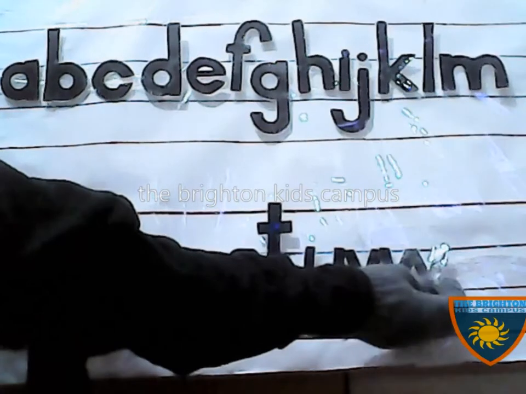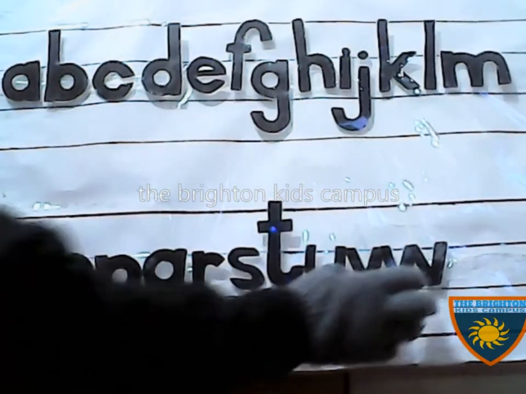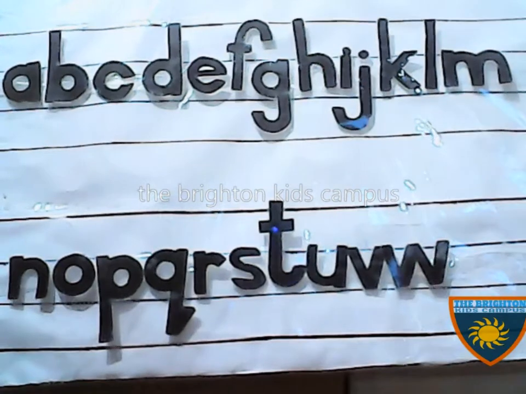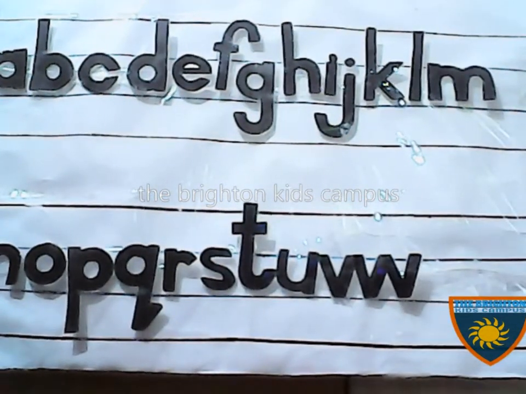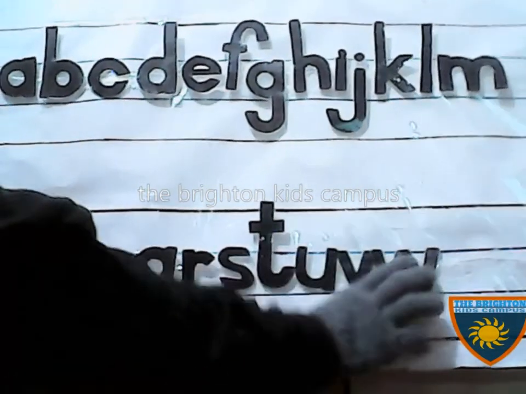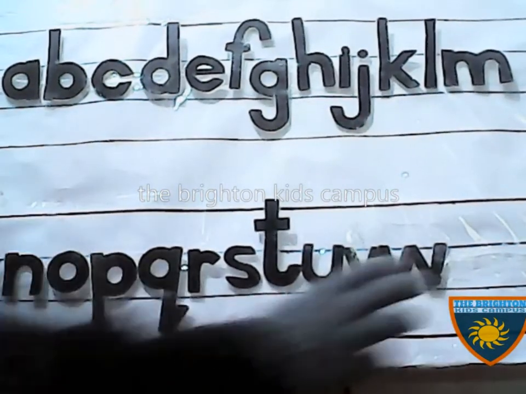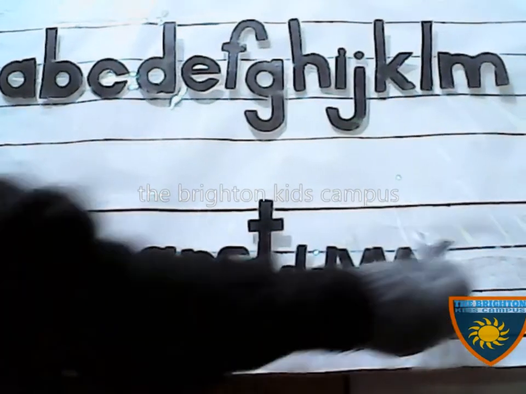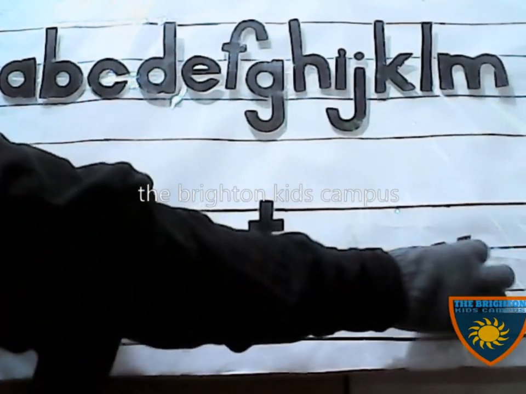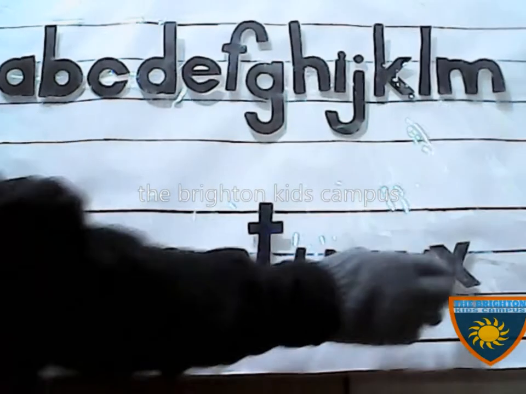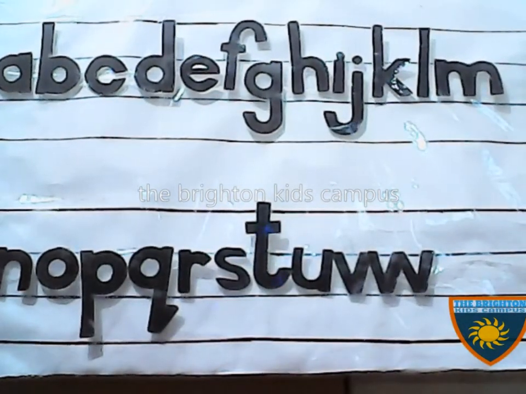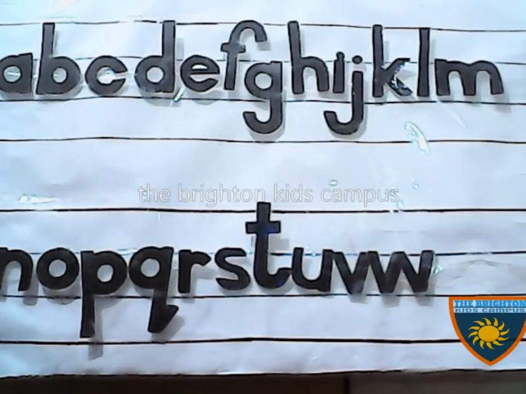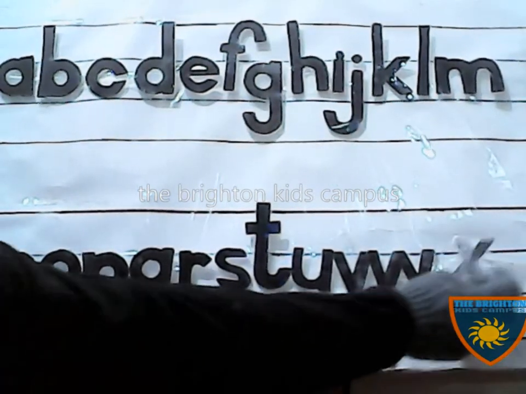W. A, B, C, D, E, F, G, H, I, J, K, L, M, N, O, P, Q, R, S, T, U, V, W. X. Where is X?